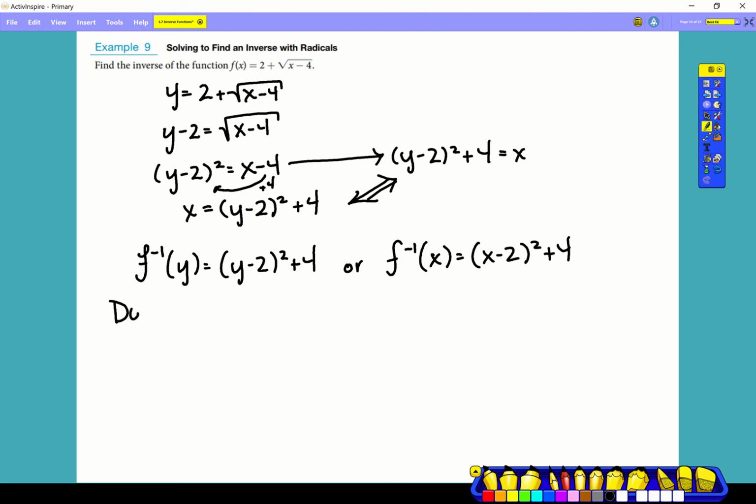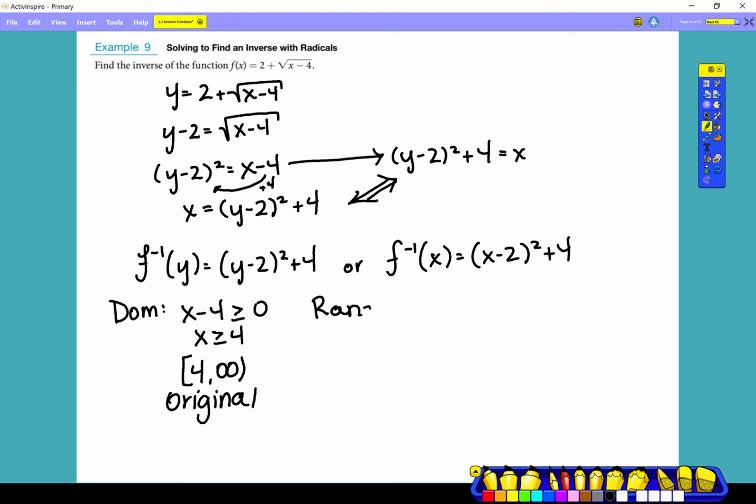Now, domain. Since it's a square root function, we do have to take that into consideration. We need x minus 4 to be greater than or equal to 0, so x has to be greater than or equal to 4, which means that 4 to infinity is the domain of our original. Now, what's the range of our original?